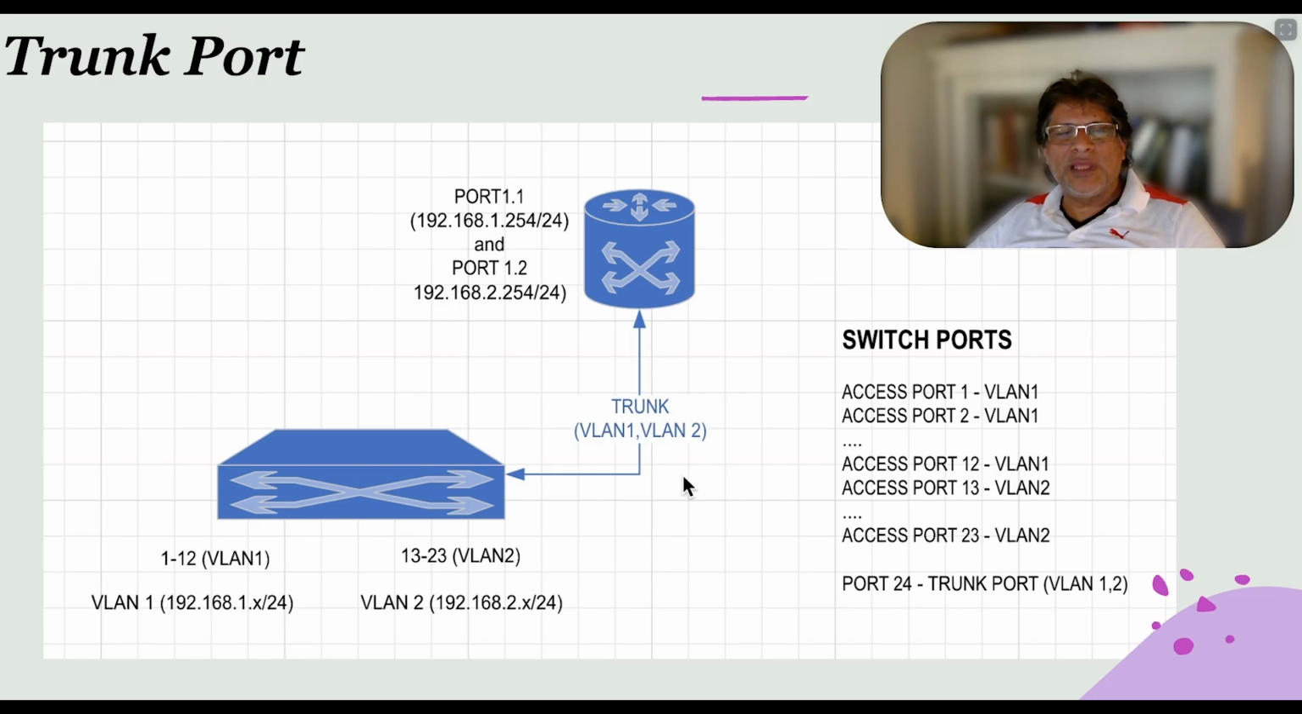And we're going to use the last port, port 24, as a trunk port, which will carry information from both the VLANs. So now you can see that the last port is not an access port. It has been configured as a trunk port. So basically, there are two possibilities here. You can configure a port as an access port, which is the default setting, and you can configure a port as a trunk port and designate the VLANs that it will carry information for.